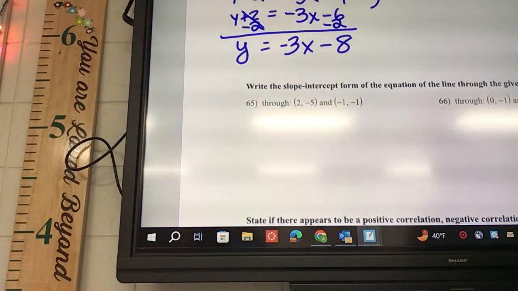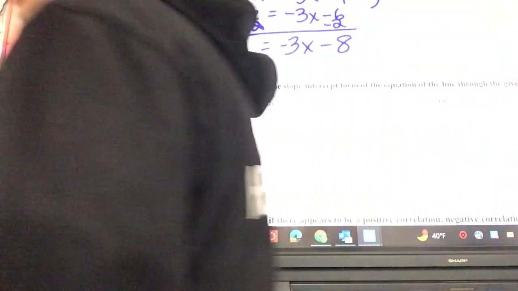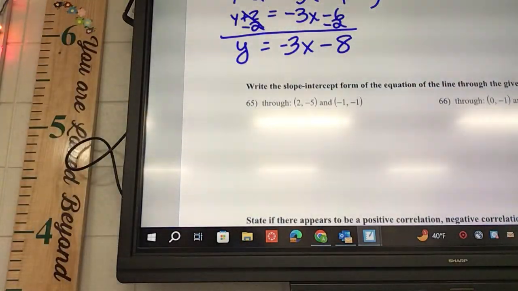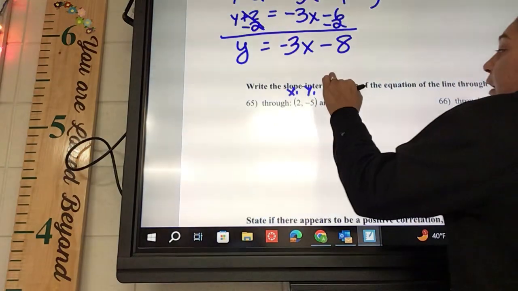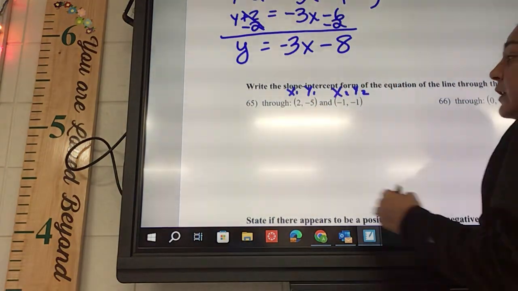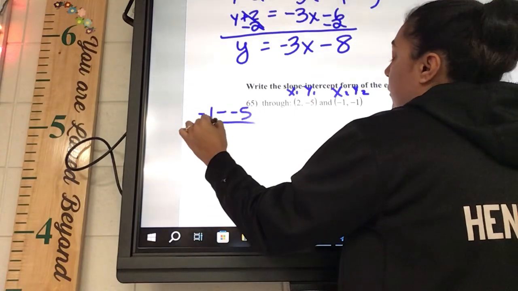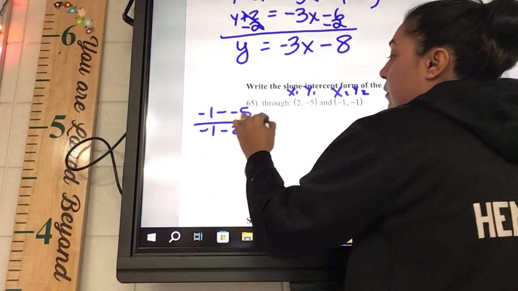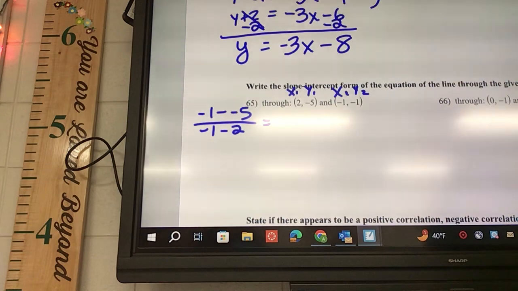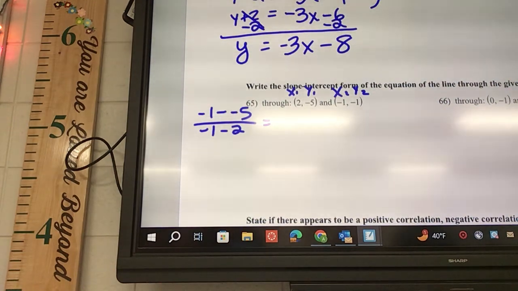Okay, write the slope-intercept form. So this is the one that has all 3 steps. So you're going to find the slope, put it in point slope, and then slope-intercept. Okay, so it's going to look like x1, y1, x2, y2. Okay, so it's going to be negative 1 minus negative 5 over negative 1 minus 2. Okay, so we're going to start that in our calculator and see what you get.